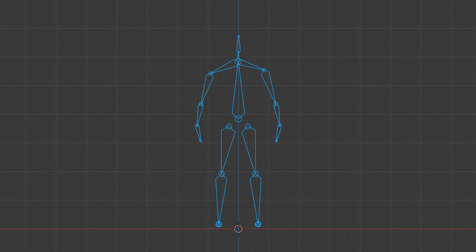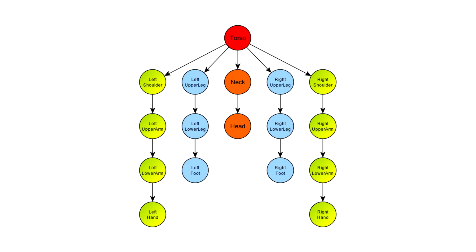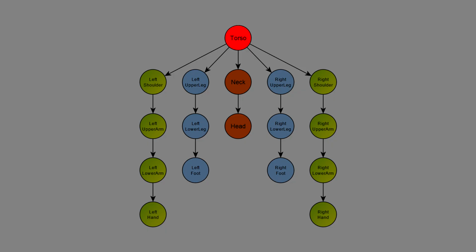The composition of joints can be considered as the skeleton. The relation between the joints are represented by a hierarchy. A joint can have one parent joint and multiple children joints. The pose of each joint is influenced by its parent and affects its children.